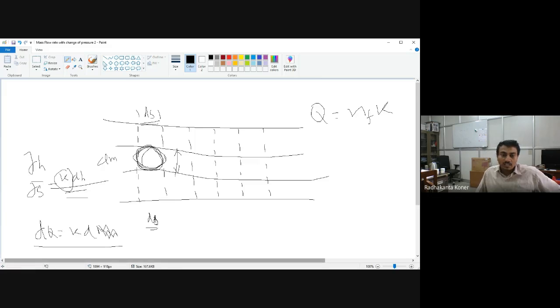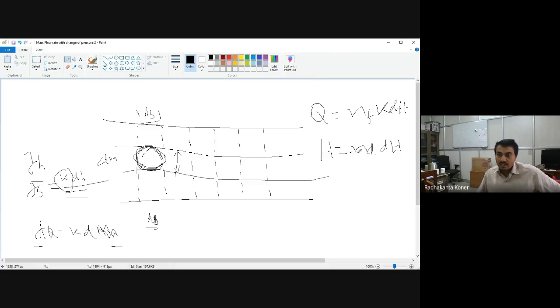K is the hydraulic conductivity, and DH is the head difference. This is the formula. We can use it, or you can also use it. H is equal to ND into DH.